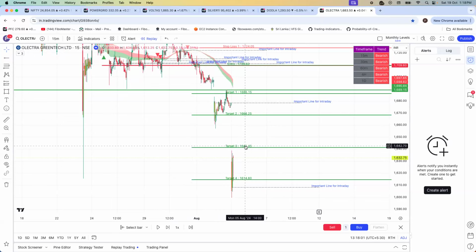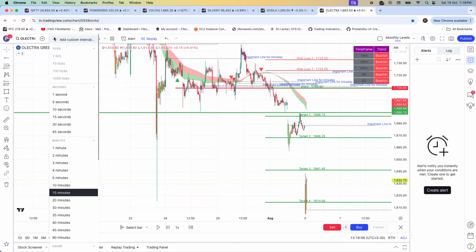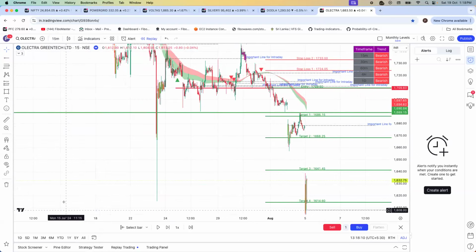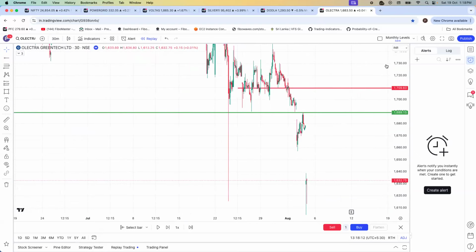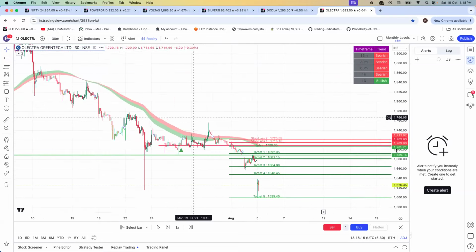Okay, so for swing trades, how do we do it? What time frame? Do it in 30 minutes. Yeah, for swing, 30 minutes is okay for you. Okay. Just do it on 30 minutes, and then see how it works on 30 minutes. Check for it.